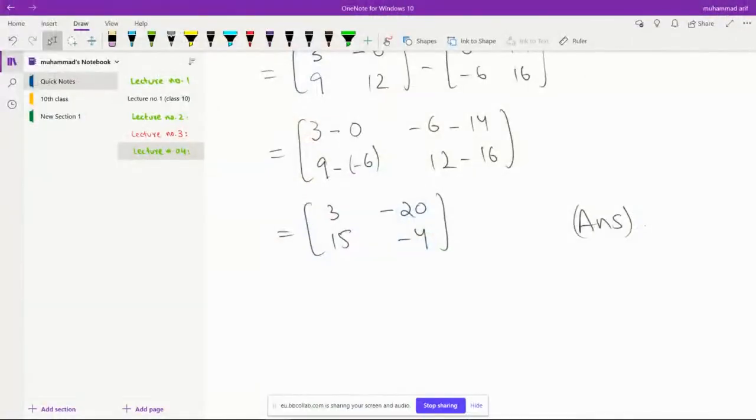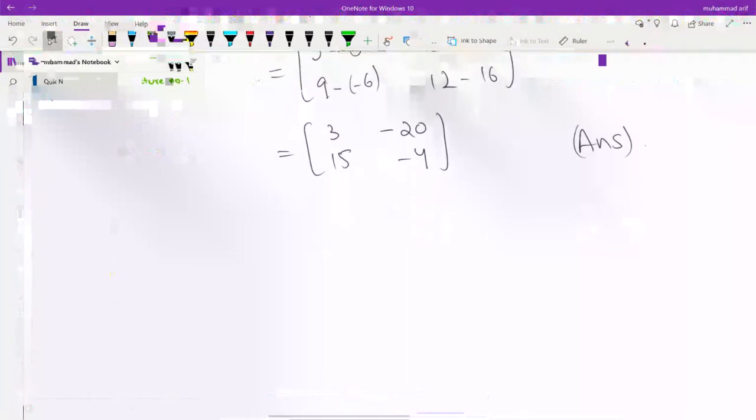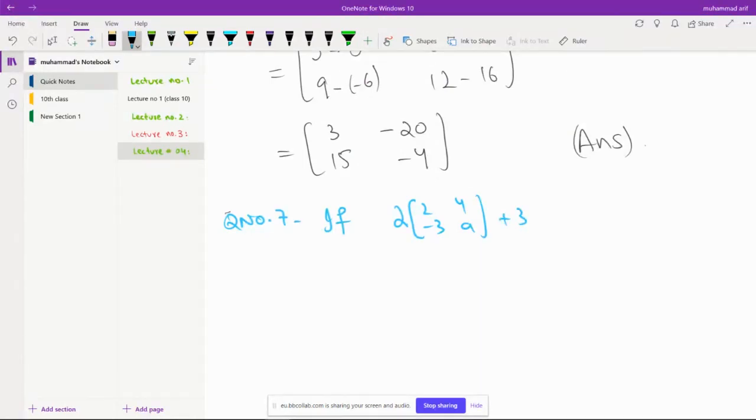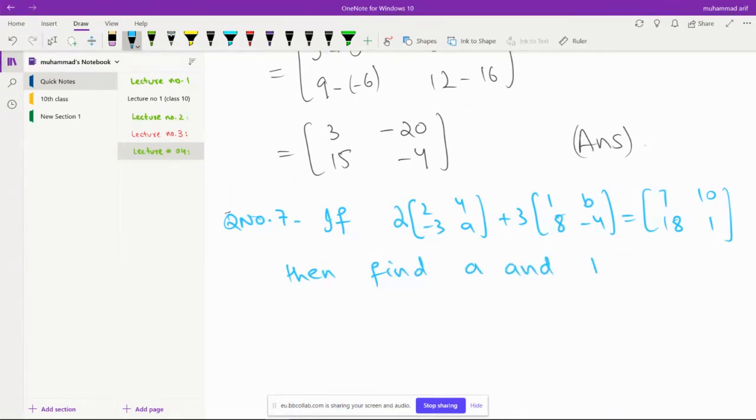It's clear to everyone? Okay. Second part solved by yourself. Now come across question number 7. If 2 into 2, 4, -3A plus 3 into 1B, 8, -4 is equal to 7, 10, 18, 1, then find A and B.